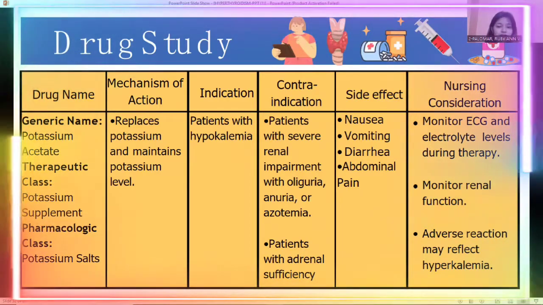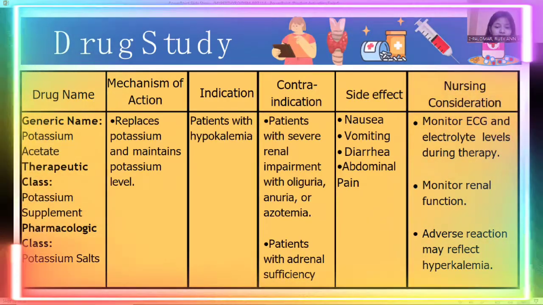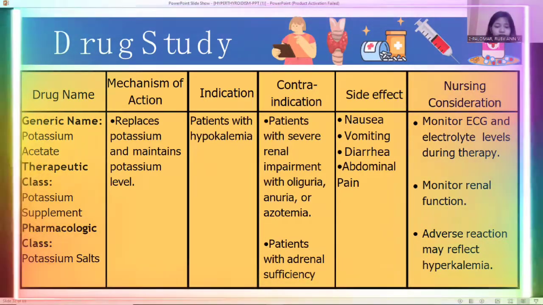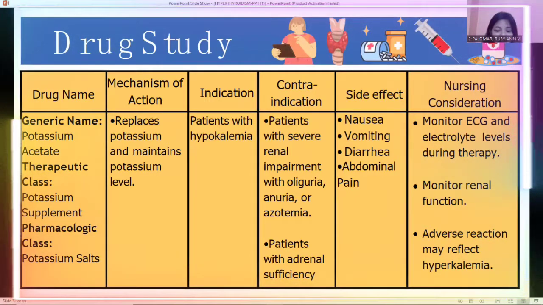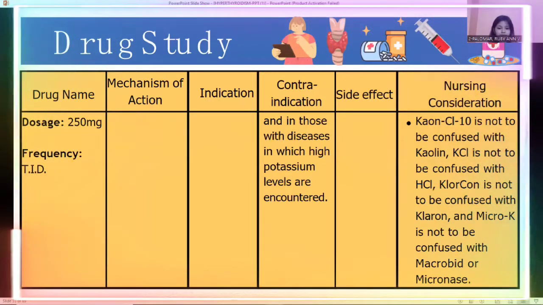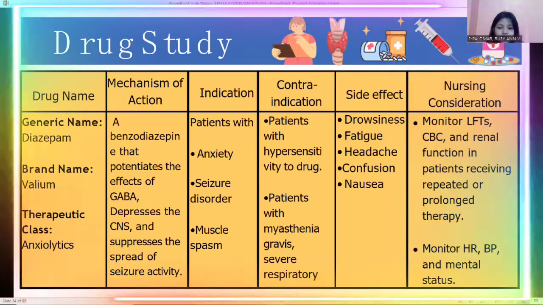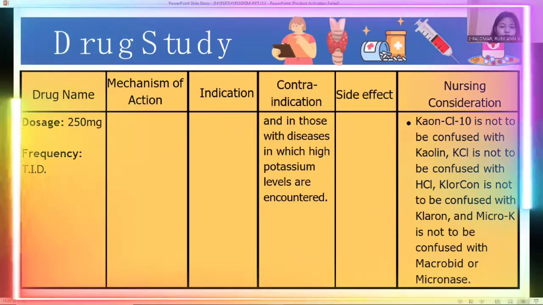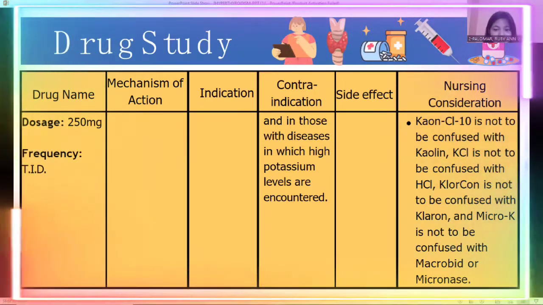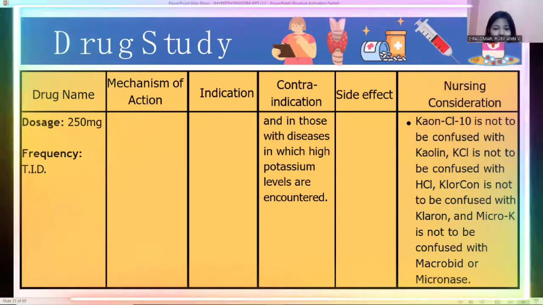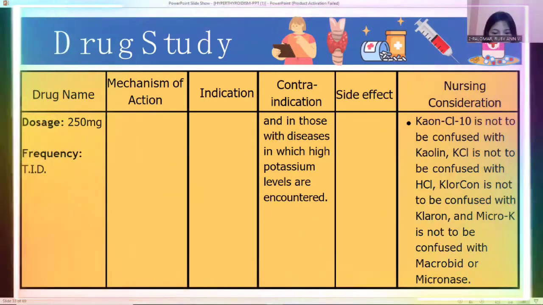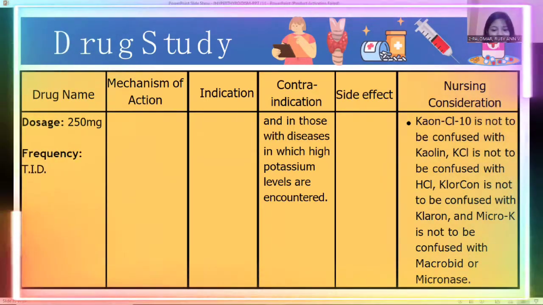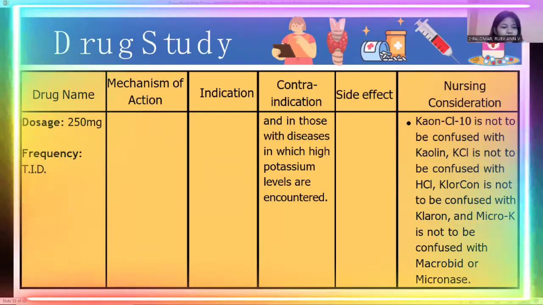Nursing consideration is monitor ECG and electrolyte levels during therapy. Monitor renal function, and adverse reactions may reflect hyperkalemia. Next is KCl. K-Tab is not to be confused with Kaopectate. KCl is not to be confused with HCl. Chlor-Con is not to be confused with Clarinex, and Micro-K is not to be confused with Macrobid or Microzide. Next po.